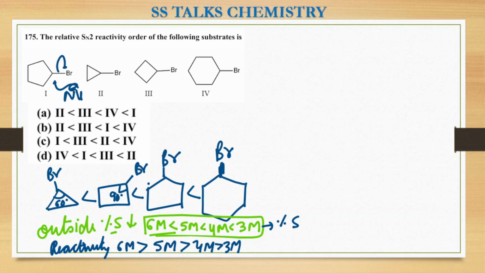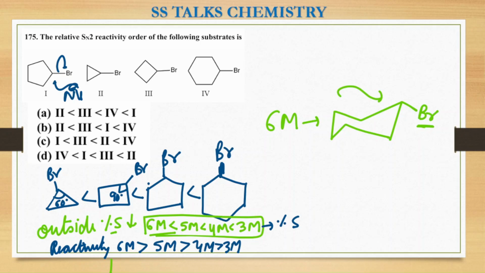But actually what happens is that the 6 member ring exists in the chair conformation. Like this 6 member ring that we have, it exists in the chair conformation, the most stable conformation of the given molecule, where the Br group will be present at the equatorial position. At the equatorial position, the attack of the nucleophile is not possible. When the leaving group is at the axial position, it can easily attack. But when it is at the equatorial position, the reaction becomes difficult. So due to that, there will be a decrease in the rate of reactivity.